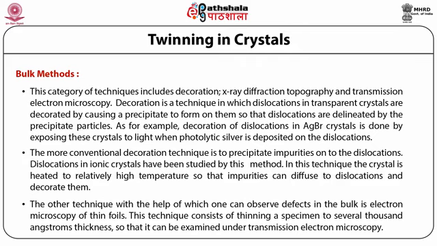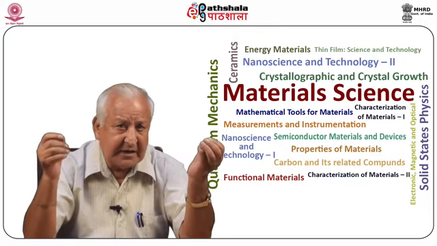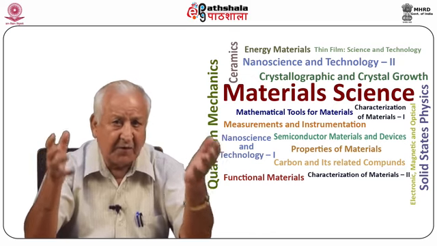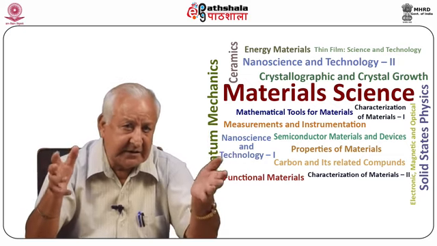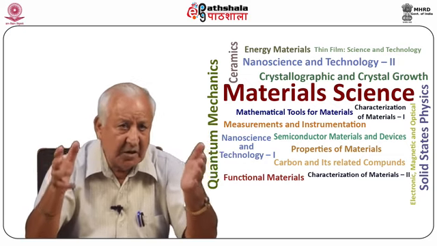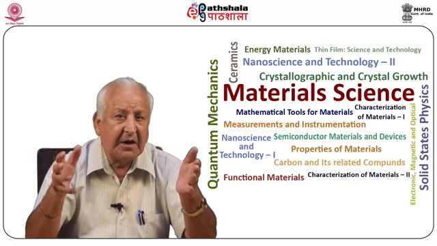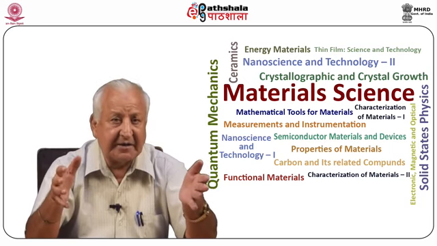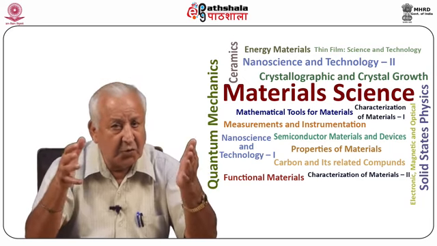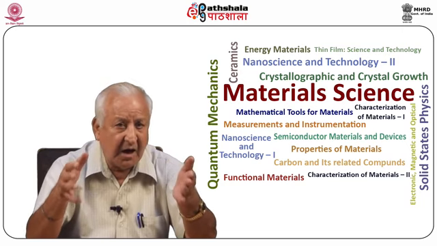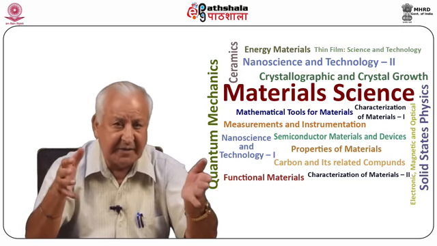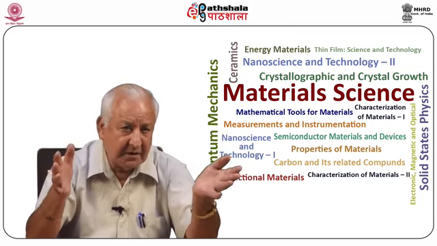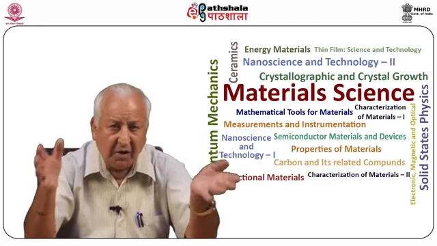This technique consists of thinning a specimen to several thousand angstroms thickness so that it can be examined under transmission electron microscopy. A versatile technique amongst bulk methods is X-ray diffraction topographic techniques. These techniques can easily be used to reveal low-angle boundaries, inclusions of foreign material, dislocations, and other defects like growth facets, growth bands, etc. There are different experimental arrangements for recording X-ray topographs like Berg-Barrett, Newkirk techniques, and Lang technique.